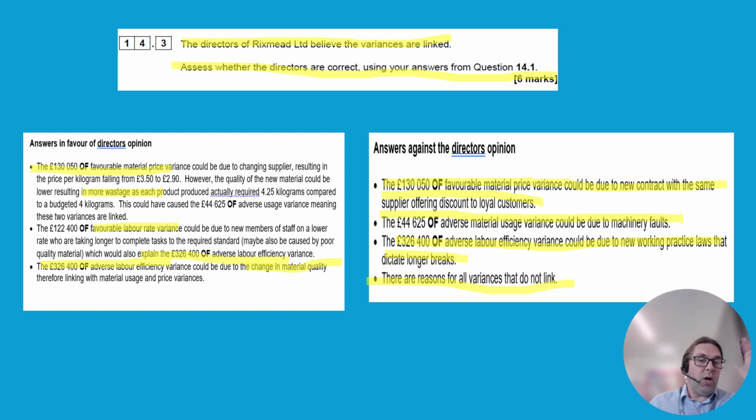But you're just going to go argument for, argument against, quick couple of sentences. Do you think they're linked? So you might go, in summary, it does appear that the variances are linked because having an adverse material usage is likely to be due to the favourable material price being a lower quality. This is because there's also an adverse labour efficiency, which does seem to imply that the lower quality material was slowing up the production line, making staff less efficient and use more material. It doesn't need to be very long, it just needs to sum up what you've said.